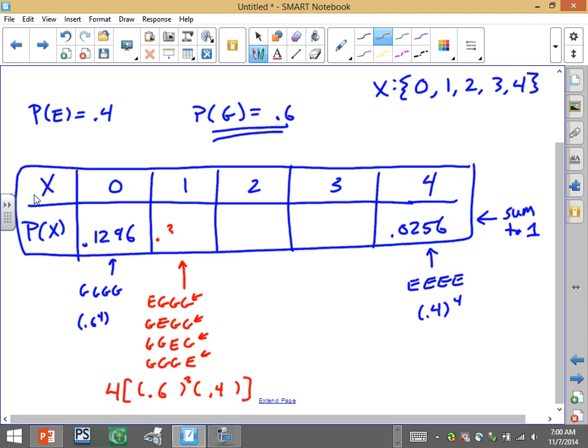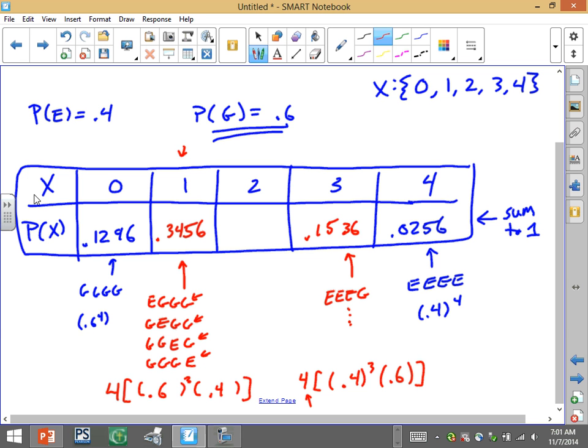So in total that is 0.3456. I think the next easiest place to fill in will be 3 electrics. So again, you could do electric, electric, electric, gas, and so on. And just like with 1 back here, there are going to be 4 combinations. But this time, we have 3 people that would choose electric and 1 person that chooses gas. And we're multiplying by 4 again because there are 4 different ways to put the 3 0.4s and the 0.6 together. And so that puts us at 0.1536.